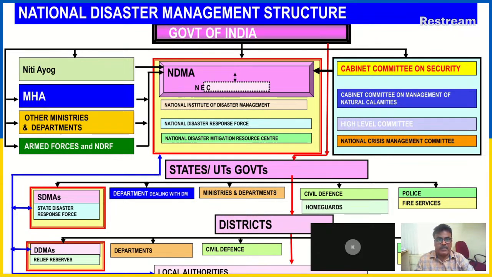So this is how the entire structure is working in the country. Everybody is responsible actually. Even NGOs are part of this. Voluntary agencies and NGOs are not visible here, but they are all part of the entire system. So these are the roles and responsibilities in brief: what NDMA does, what SDMA does, what DDMA does, and what their functions are. Okay, so we'll go to the next one finally.